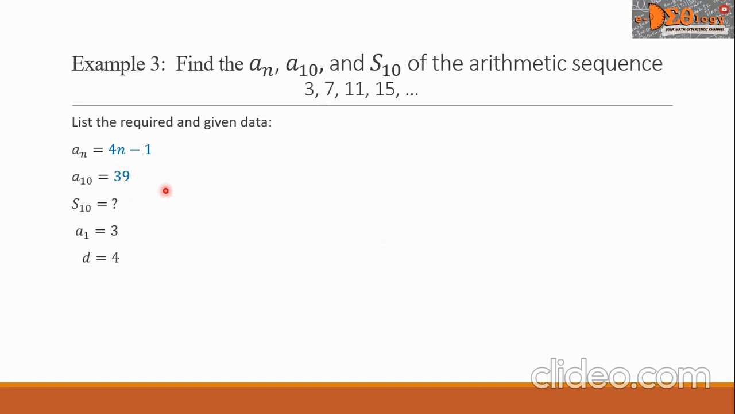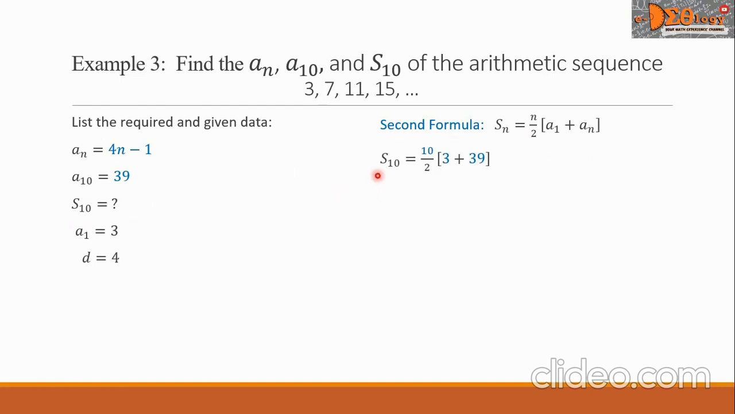Then let us clear the board and solve now for S sub 10, the sum of the first 10 terms. Let us use the second formula, a simpler one, because we have the first term and the last term as defined. We can also use the first formula here. However, the second formula is much easier to use.